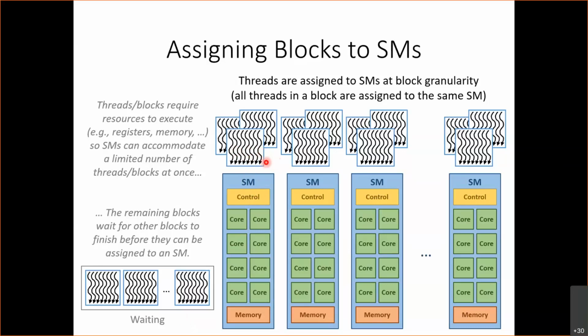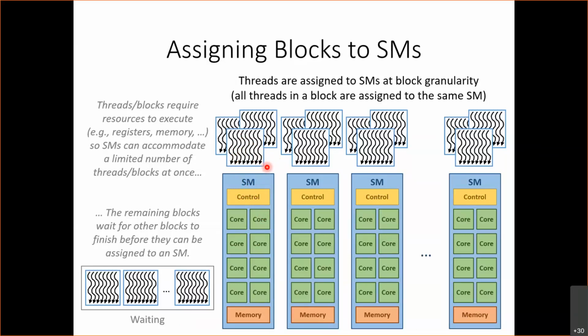Okay. But for now, what you need to know is that these thread blocks are assigned to an SM, and what that means is that each of the threads in the thread block is going to reserve resources like registers for itself on the SM. Okay. Other questions?